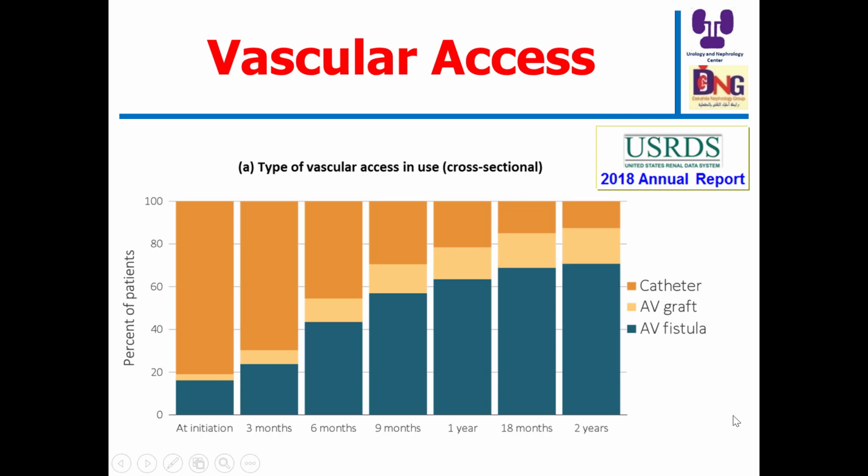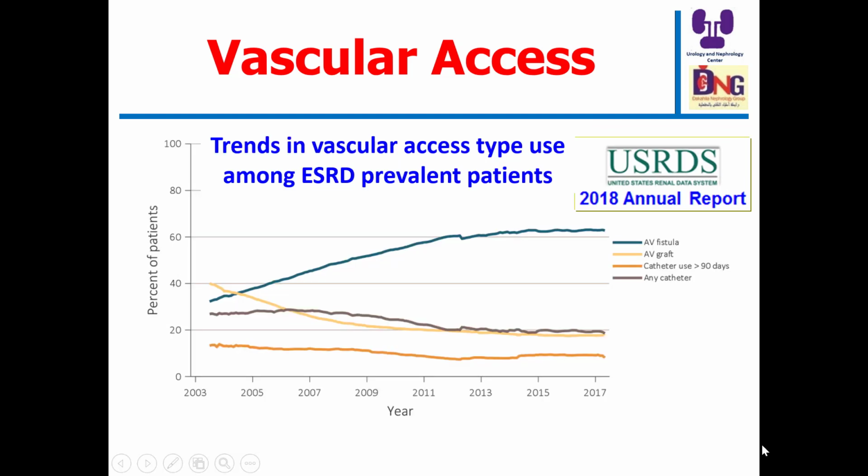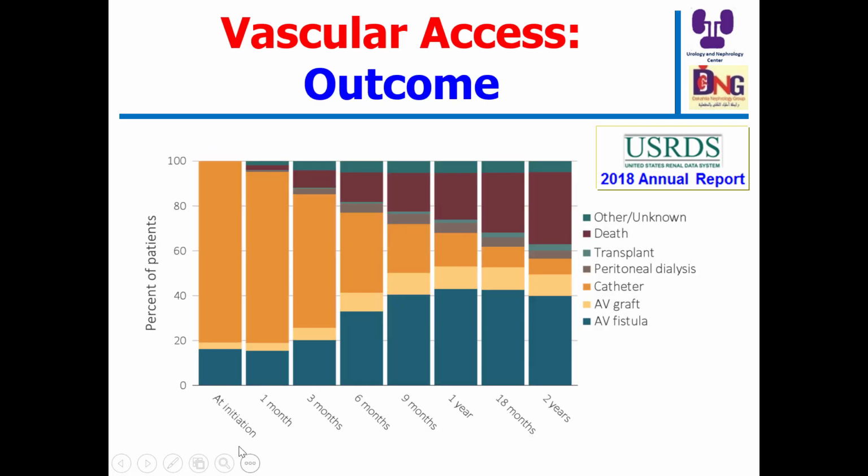is superior. And the dependence on catheters to start dialysis is the reason behind increased mortality in dialysis patients. In prevalent dialysis patients, the tendency for creating a fistula has improved, but it still needs action. And this is the increased mortality within the short time after starting dialysis.